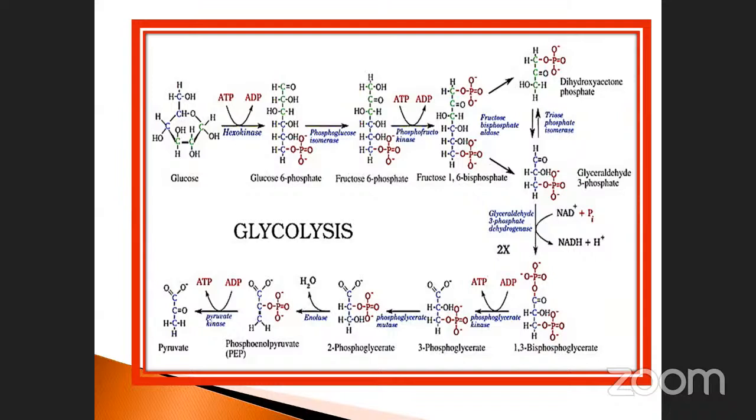The fructose 1,6-bisphosphate is converted to dihydroxyacetone phosphate and glyceraldehyde 3-phosphate. First, the glyceraldehyde 3-phosphate enters into the further reactions, resulting in the formation of 1 pyruvate molecule. Again, the dihydroxyacetone phosphate is also converted into glyceraldehyde 3-phosphate. Again, it enters into the next pathway. As a result, you will get 2 pyruvate. From 1 glucose molecule, you will get 2 pyruvate molecules.